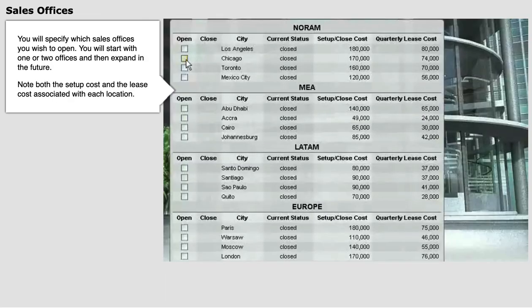You will specify which sales offices you wish to open. You will start with 1 or 2 offices and then expand in the future. Note both the setup cost and the lease cost associated with each location.